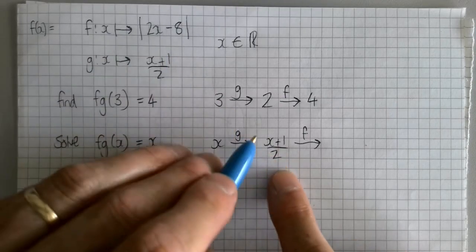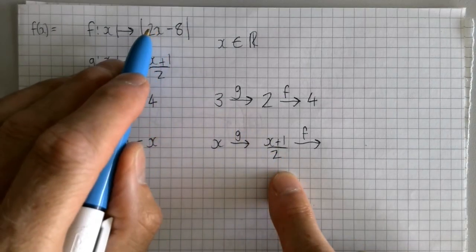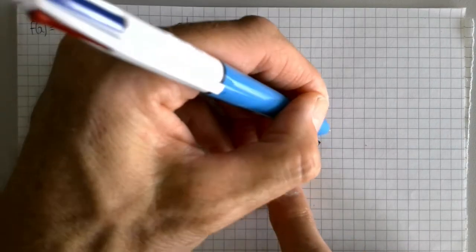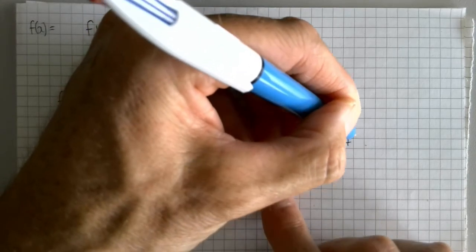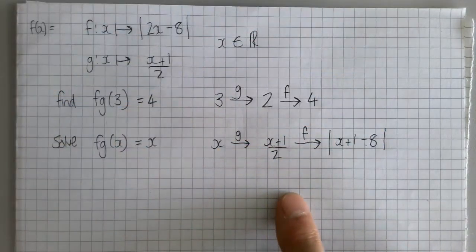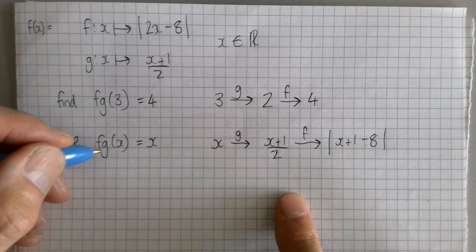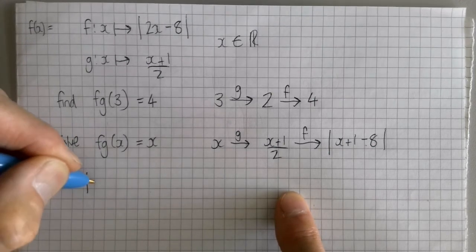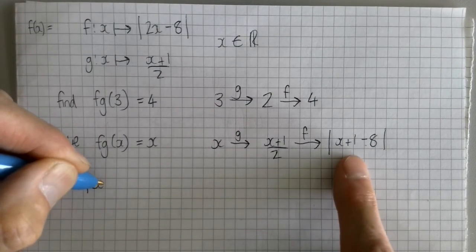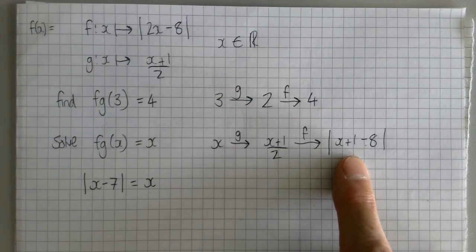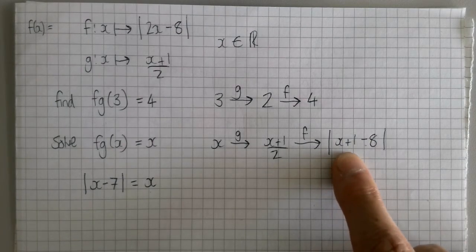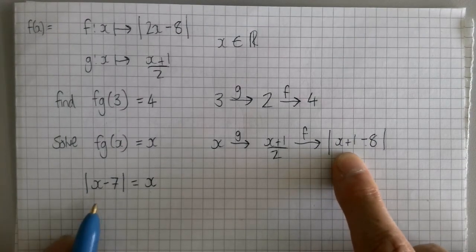Well, that's nice and easy, because if you took x plus 1 over 2 and then you double it, you just get x plus 1. So what comes out is the modulus of x plus 1, minus 8. So fg of x is the modulus of x minus 7. And we're asked to solve, when does that equal x? Are you happy that x plus 1 take away 8 is x take away 7?